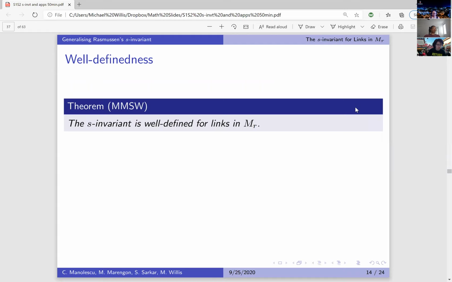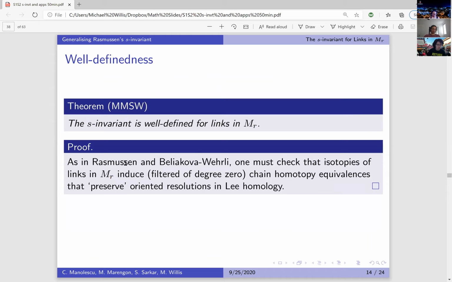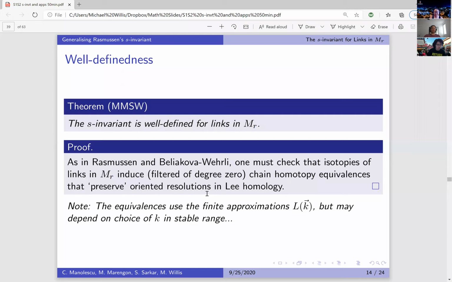The fact that it's well-defined, I maybe don't want to spend so much time here. You want to show this is well-defined for links in these S1 cross S2s, and the idea still uses the same ideas that Rasmussen and Beliakova-Wehrli did. You ought to check that isotopies of the links in the S1 cross S2s induce equivalences that actually preserve these oriented resolutions, that send one oriented resolution to another. I wanted to at least bring it up because this is one place where there's an unnaturality about what we're doing. The equivalences actually use the finite approximations.